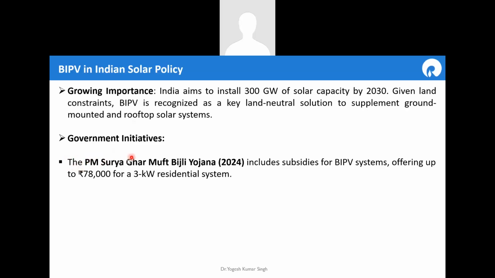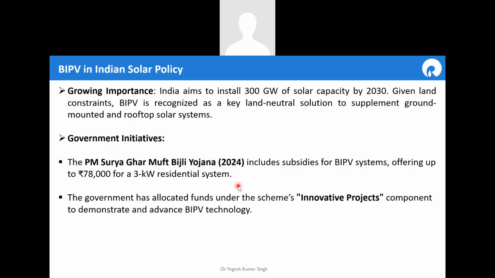Okay, so the first initiative from the government side is the PM Surya Ghar Muft Bijli Yojana. I will also give some background of this Yojana. This particular Yojana was started in 2024, and it includes a lot of subsidy, like for the BIPV system and other things. I will come to this particular thing.